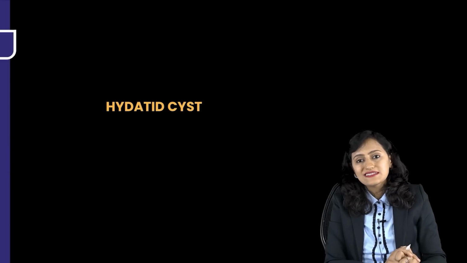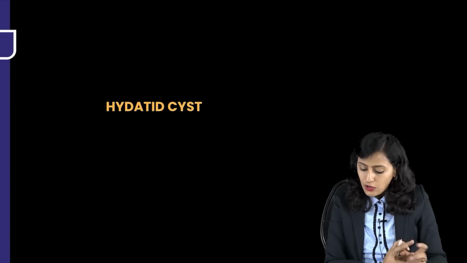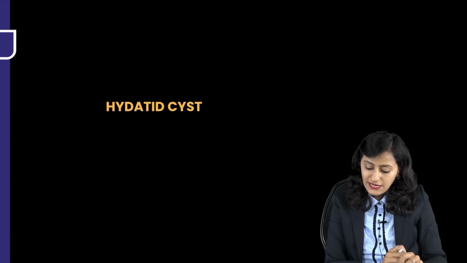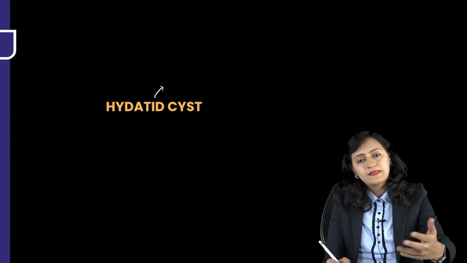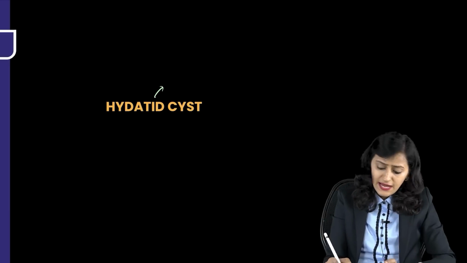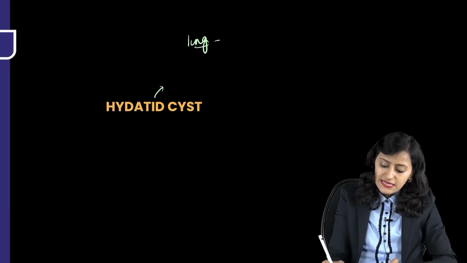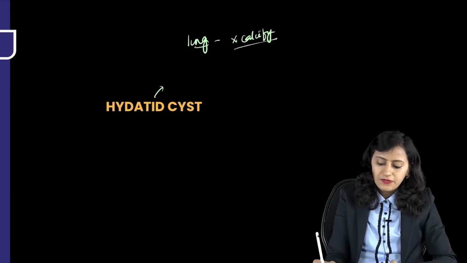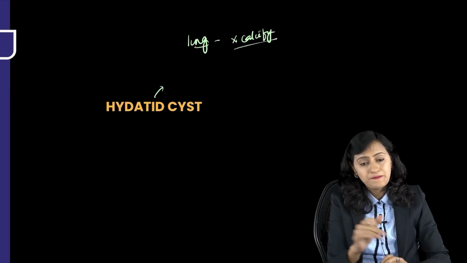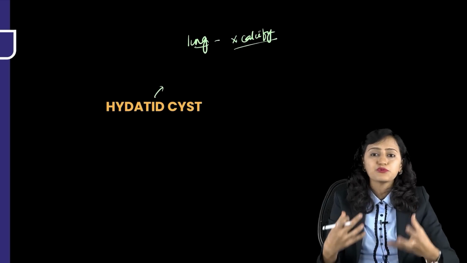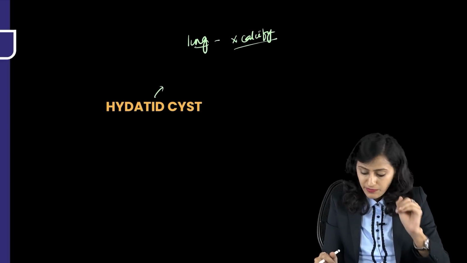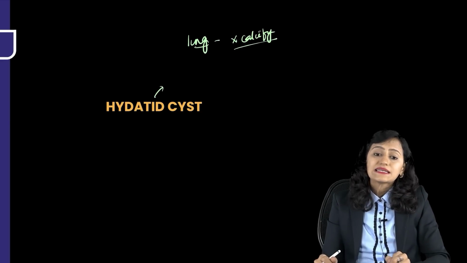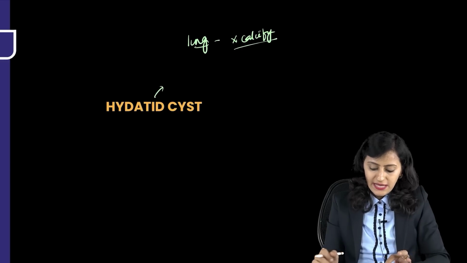Now going on to the next infection, that is hydatid cyst caused by Echinococcus granulosus, and hydatid cyst can occur in the liver, it can occur in the spleen, it can occur in the lung. The differentiating point is in the lung, the hydatid cyst does not calcify. Okay, it does not calcify in the lung. Why? Because the lung is continuously moving with the breathing, so it does not allow the calcium to get deposited. So remember, lung is the site where hydatid does not calcify.